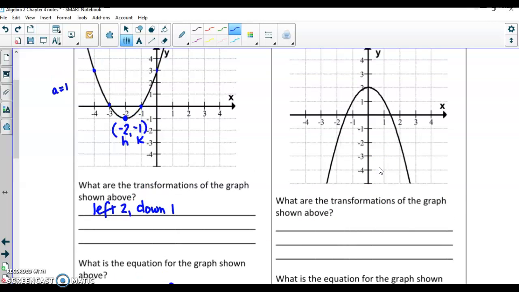For the second one, identify my vertex. So my vertex here is at 0, 2. So there's my H, K. I can see here that it is flipped upside down. So my first value that I'm going to write for my transformation is flipped. I know A is negative. So let's check my values. Left 1, down 1, right 1, down 1, left 2, down 4, right 2, down 4. So A is -1. My vertex just moves up 2. It does not move left or right, just up 2.